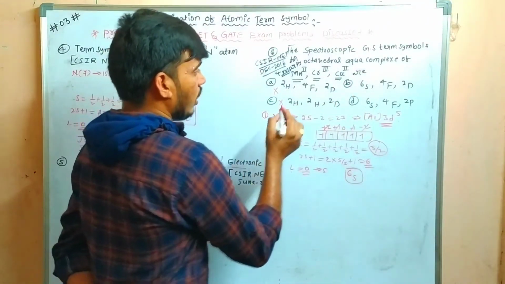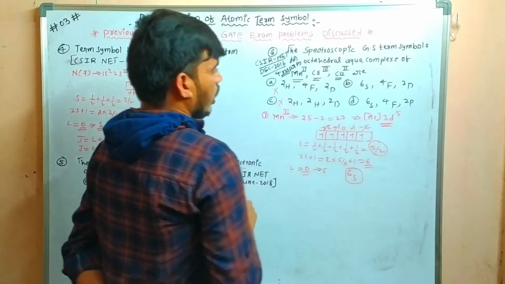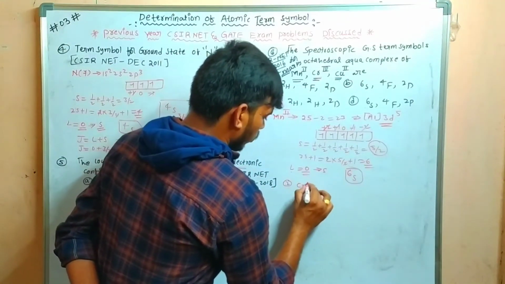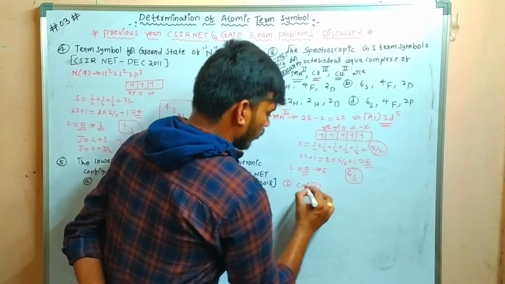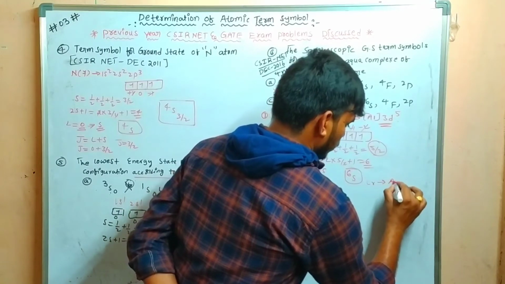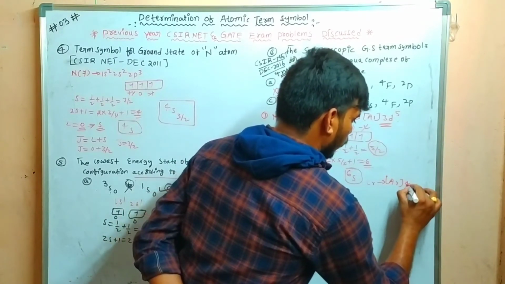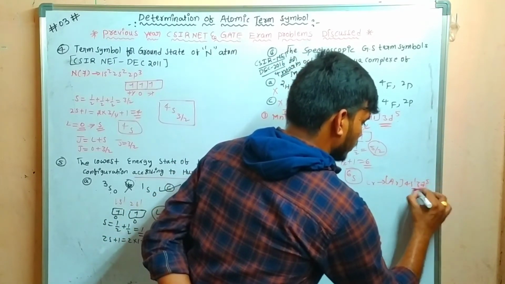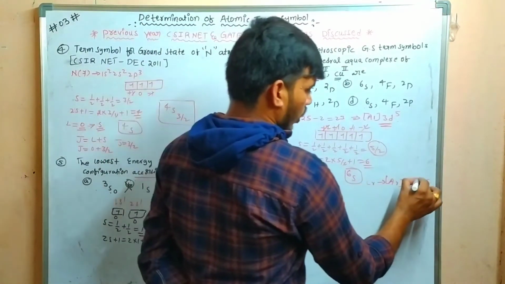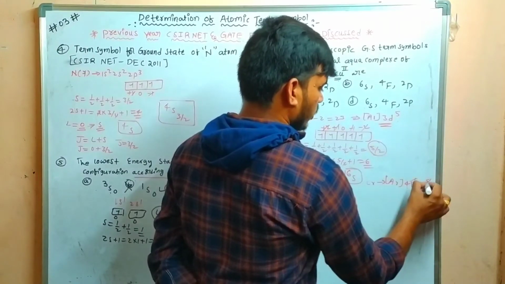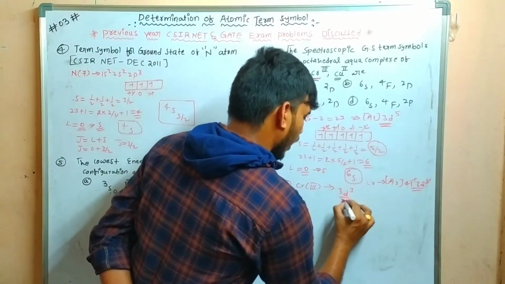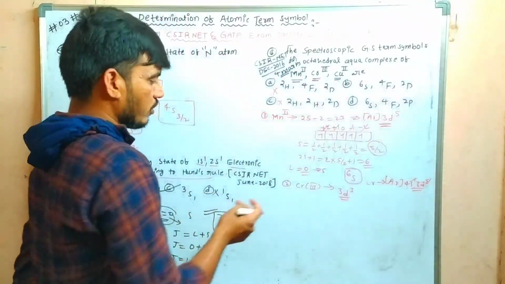You have to calculate another one, the chromium 3+ complex term symbol. Generally, the electronic configuration of chromium is, this is very important, argon 4s1 3d5. So this is the general electronic configuration of chromium. But here chromium is +3, so one electron is gone from 4s and 2 electrons are gone from the d orbital. So 3d3 is the electronic configuration of chromium 3+.